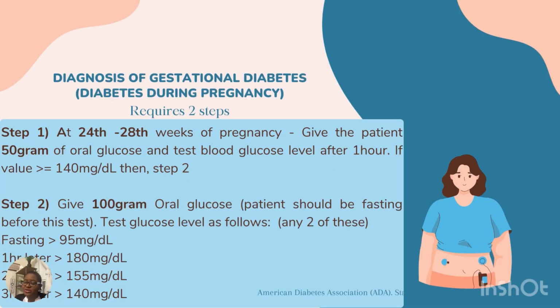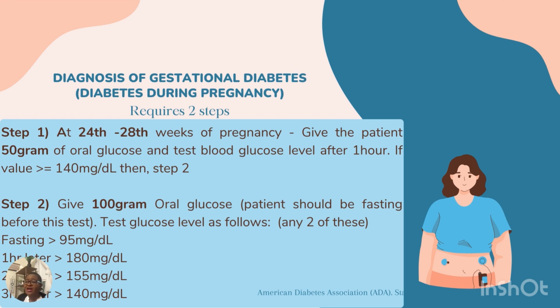Now let's talk about diagnosis of diabetes in pregnant women, which is called gestational diabetes. This test is normally conducted when a woman is between 24 to 28 weeks of pregnancy. But in patients that are high risk, let's say you have a first relative, your mother or your father, who has diabetes, this test can be conducted earlier than that, within 15 weeks of pregnancy.